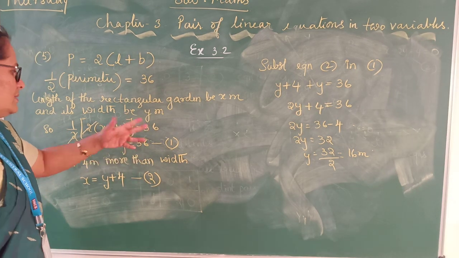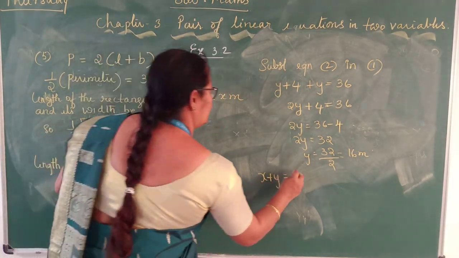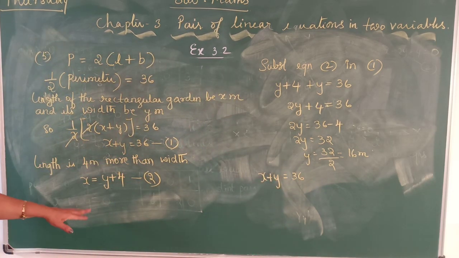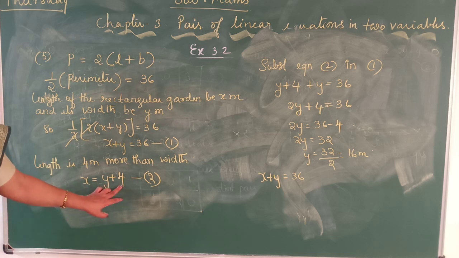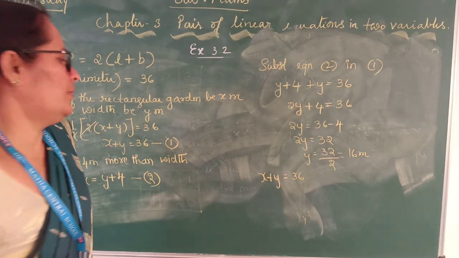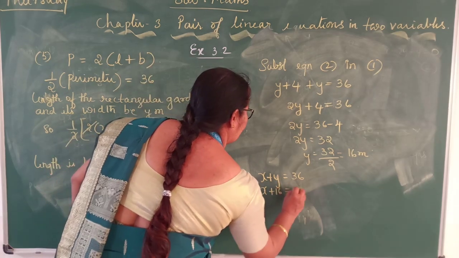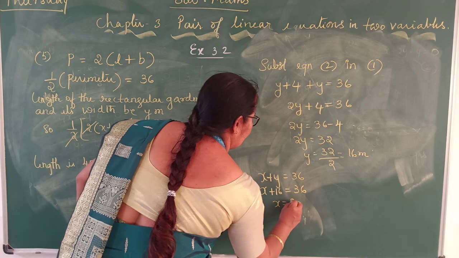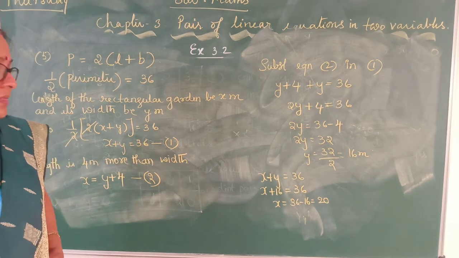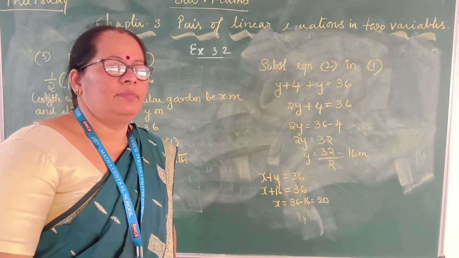Now find the length. Take the first equation, x plus y equals 36. You can take any one of the equations, even y plus 4 you can take, to find the x value. So x plus y equals 36, in that y is 16. So x equals 36 minus 16, which is 20. Therefore, the length of this rectangular garden is 20 meter and its width is 16 meters.